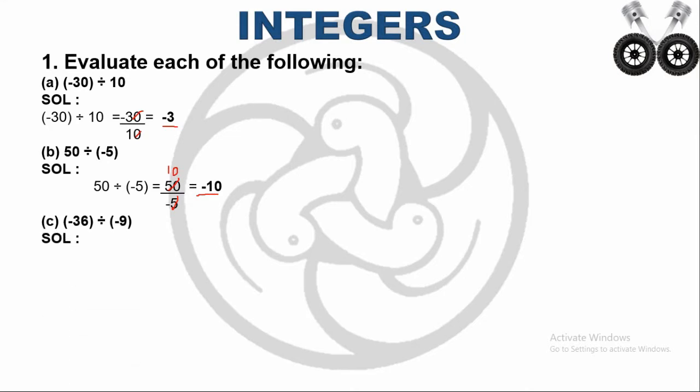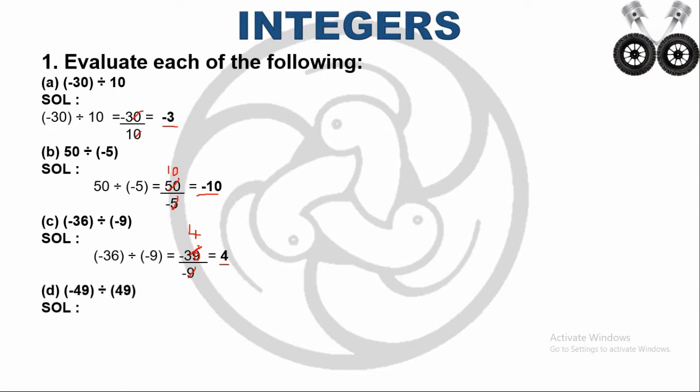The third one is minus 36 divided by minus 9. In the numerator I have to write minus 36 and in the denominator I have to write minus 9. Whenever I cut 9, the 9 table, 4 9s are 36, so I get the answer as 4. Here the numerator has the negative sign and the denominator has the negative sign. Both integers have the same sign, negative, so I have to put the positive sign. So the answer here is 4.